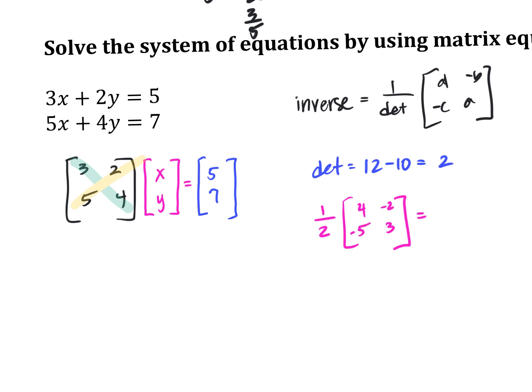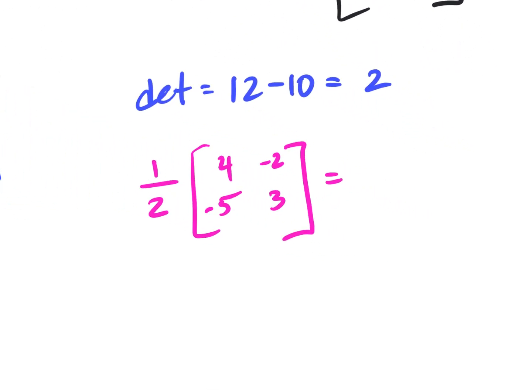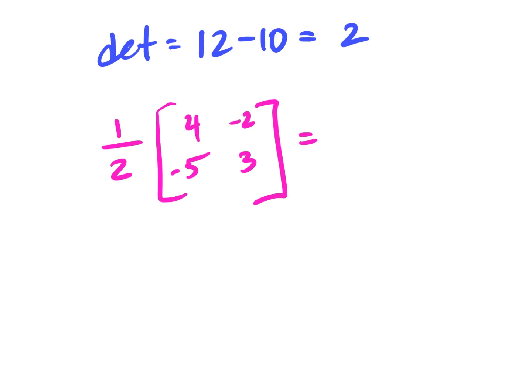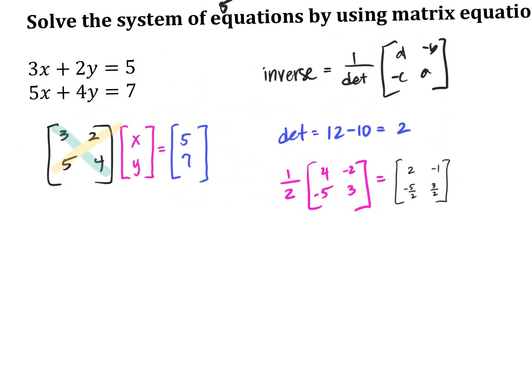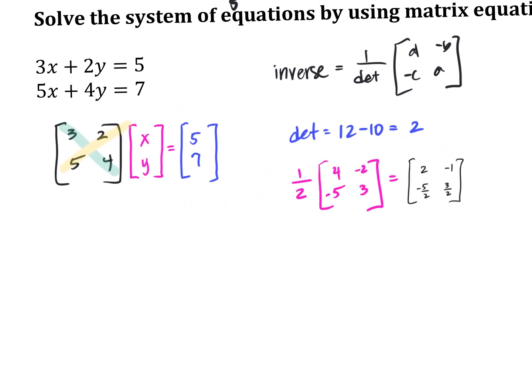My inverse is what I get when I distribute that half. It's nice that it's just a half this time. Let's distribute that half. What's half times 4? Half of -2? Half of -5? -2.5 or -5 halves? Which way do we want to write it? 5 halves. 1/2 times 3? Wouldn't it be positive 3 halves? Did I mess up though? No. Okay.